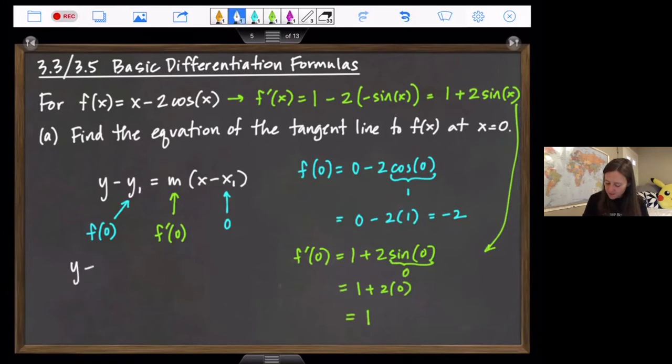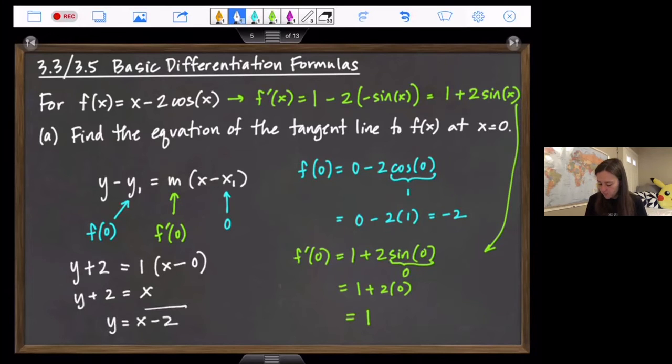So we've got y minus f of 0, which we saw was negative 2. So y minus negative 2. Our slope was equal to 1. And we had x minus 0. It's a really simple line. So y plus 2 equals 1 times x minus 0. That's just going to be x. And then we can subtract 2 from both sides. y should be equal to x minus 2.